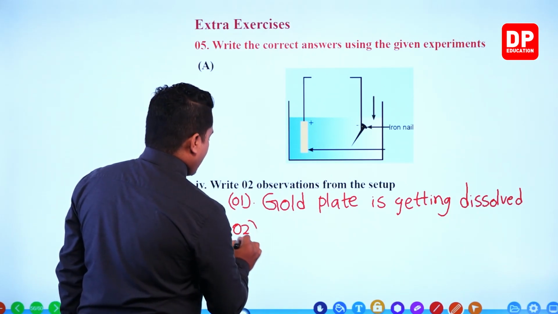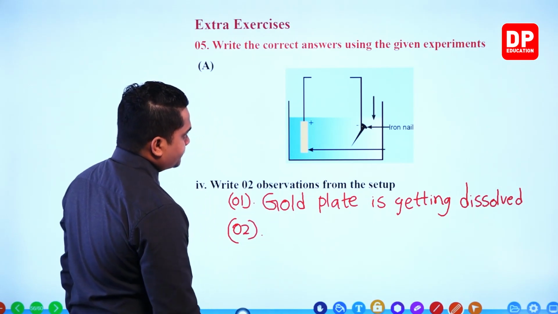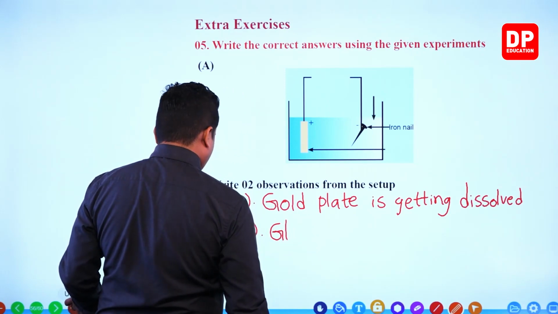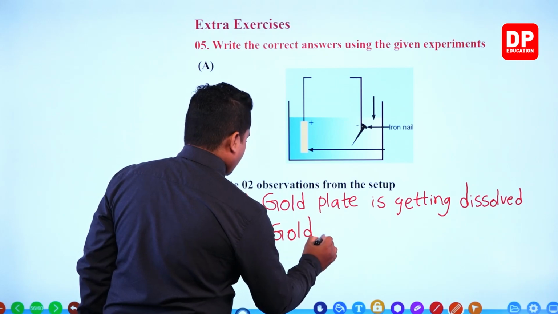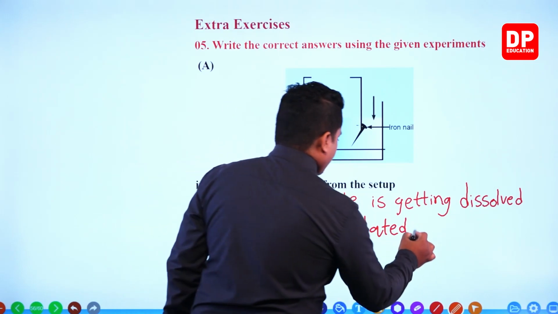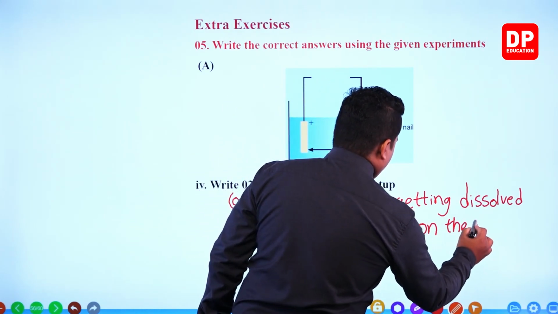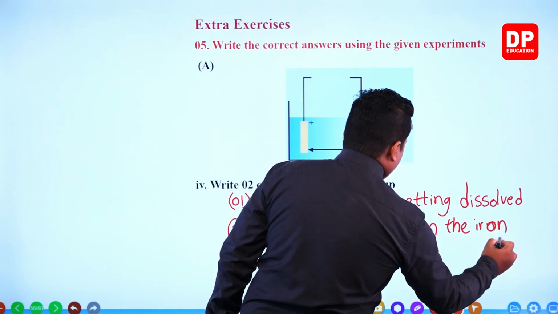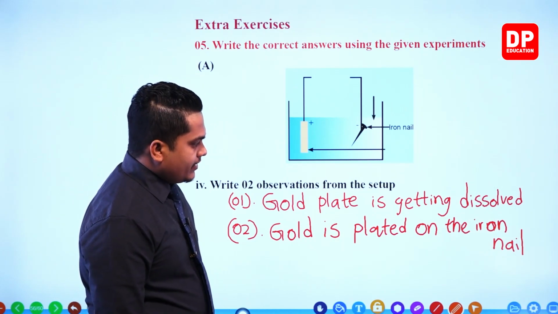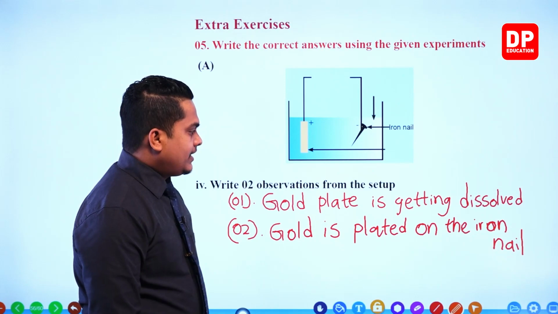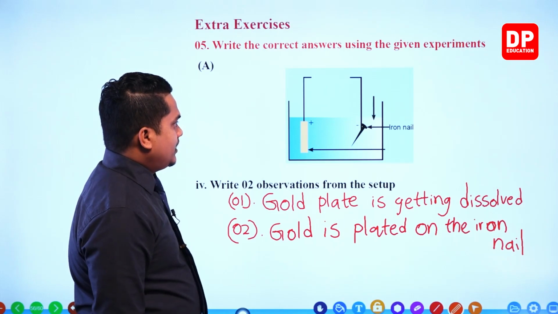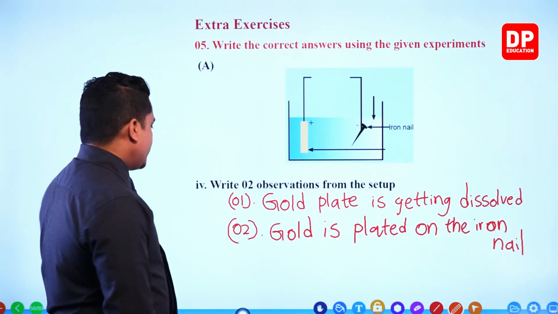Next one, number two. Second one, gold is plated on the iron nail. Right? Gold is plated on the iron nail and gold plate is getting dissolved. These are the two observations from the setup. Okay. Right. So let's head on to see the next question.